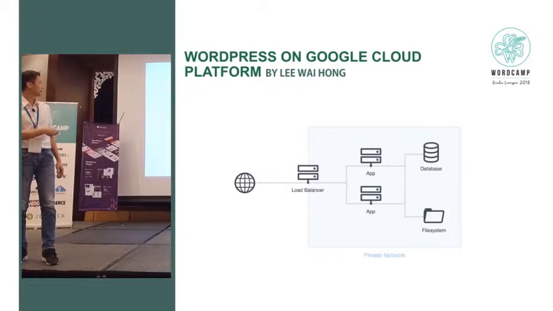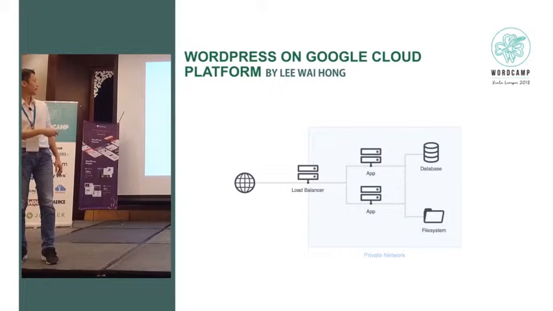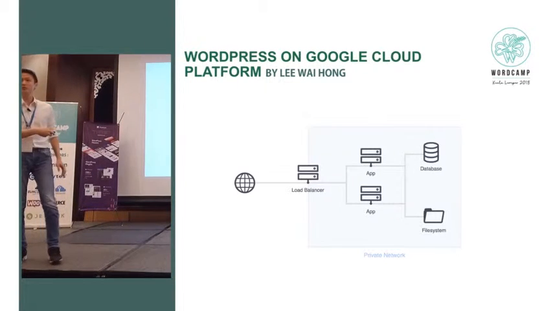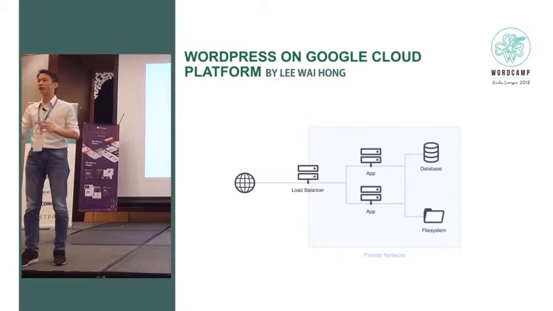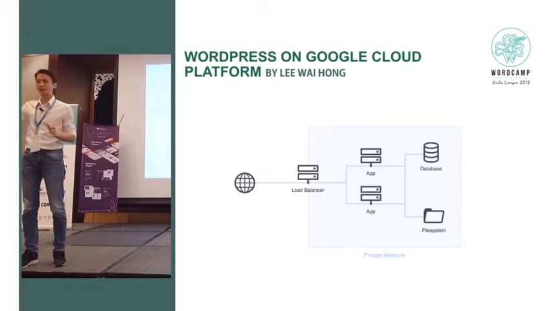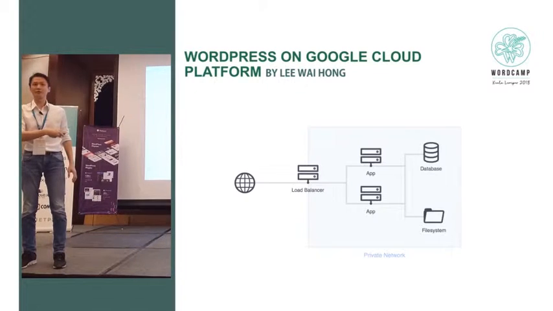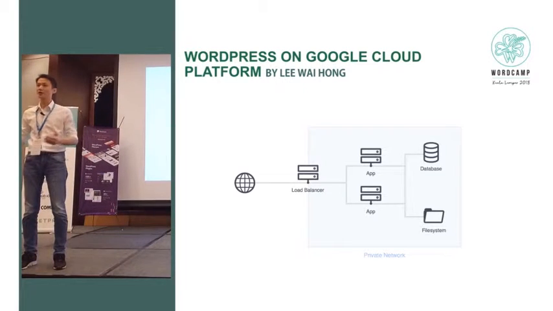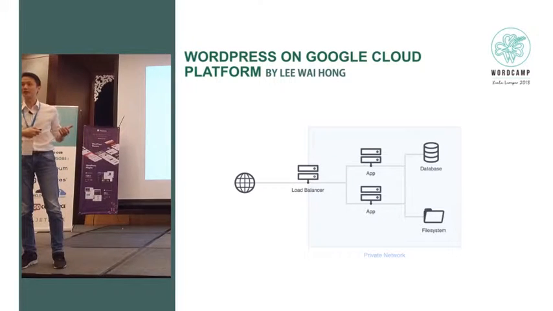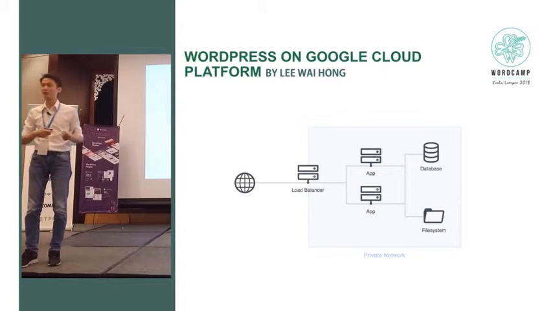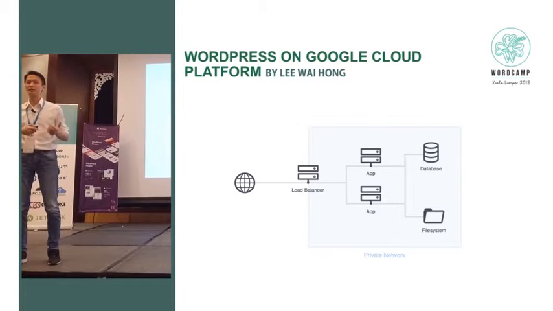The load balancer and the app, you can separate onto different machines. And because this database is not on the same machine, it's somewhere else, you can use your database and file system and handle a large amount of traffic. So this is the technology and architecture that we used at that time to handle the traffic of UdiRambu.com.